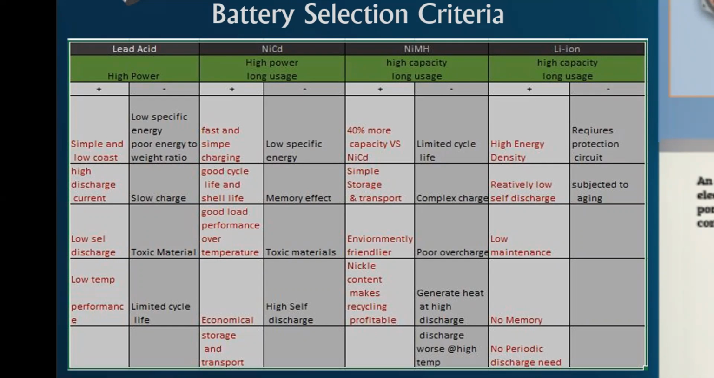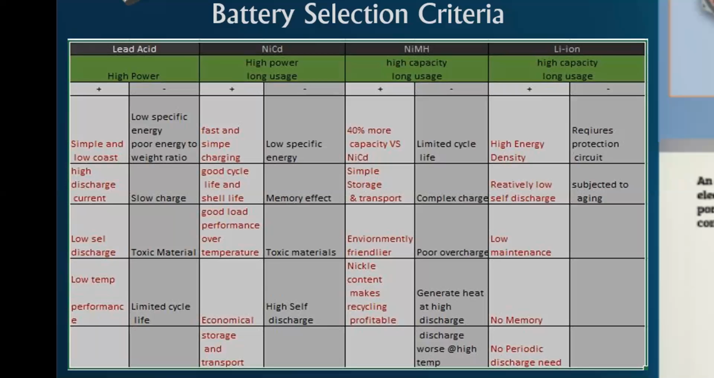Now let's see the positives and negatives of lead acid batteries, the advantages and disadvantages. Lead acid batteries are simple and low in cost. They have a high discharge current and a low self discharge rate. They also have good performance at low temperature. And if we talk about disadvantages, they have a low specific energy, and generally we can say a poor energy to weight ratio.